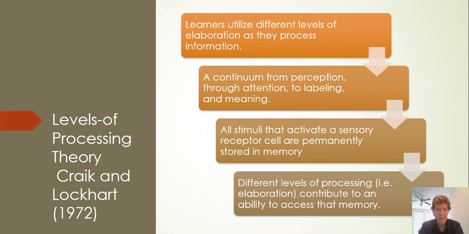There is also the theoretical levels of processing theory. Learners can utilize different levels of elaboration as they process information. This is thought of as a continuum from perception through attention to labeling and meaning making. All stimuli that activate a sensory receptor cell are permanently stored in memory. In other words, we never really forget, short of course, brain damage. Different levels of processing, called elaboration, contribute to an ability to access that memory. So if you can elaborate, that helps you to recall.